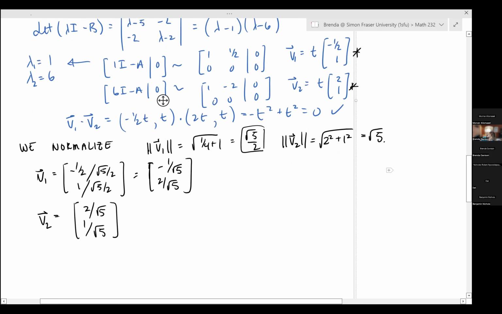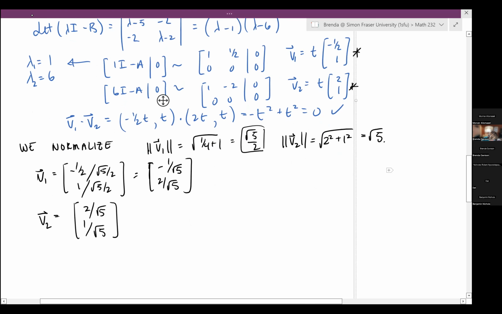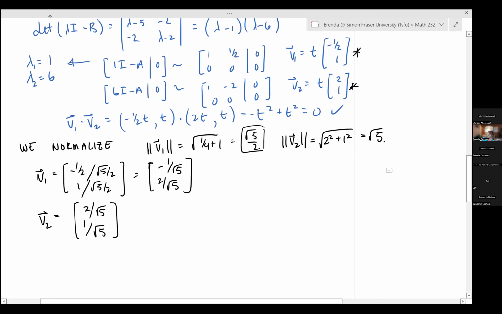That now allows me to form P in the same way that I did before. Now I'm back to the procedure that was before. This new step has been to normalize the eigenvectors. You'll notice actually, if you're using MATLAB to check your work and you ask what is the eigenvector, it just normalizes automatically.